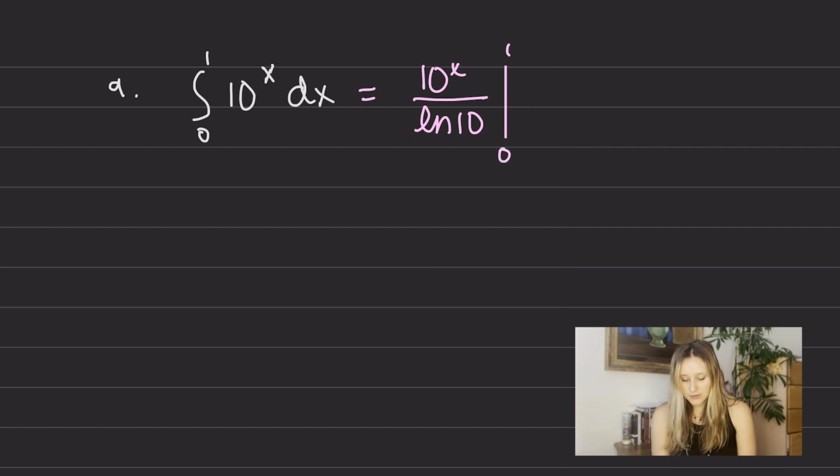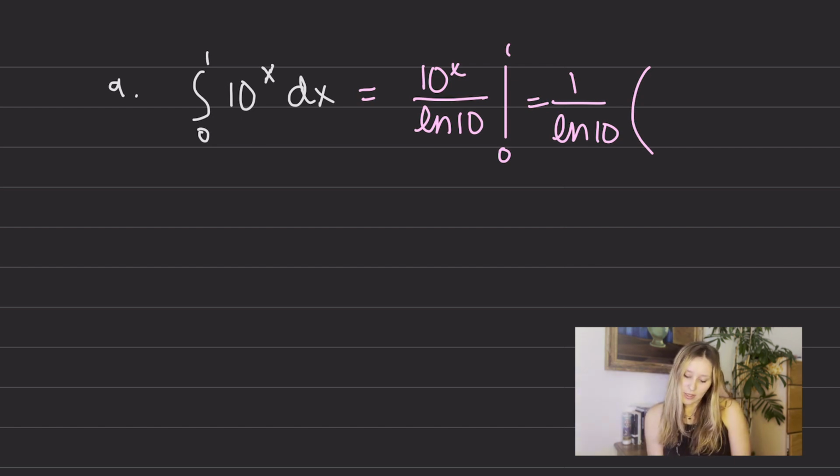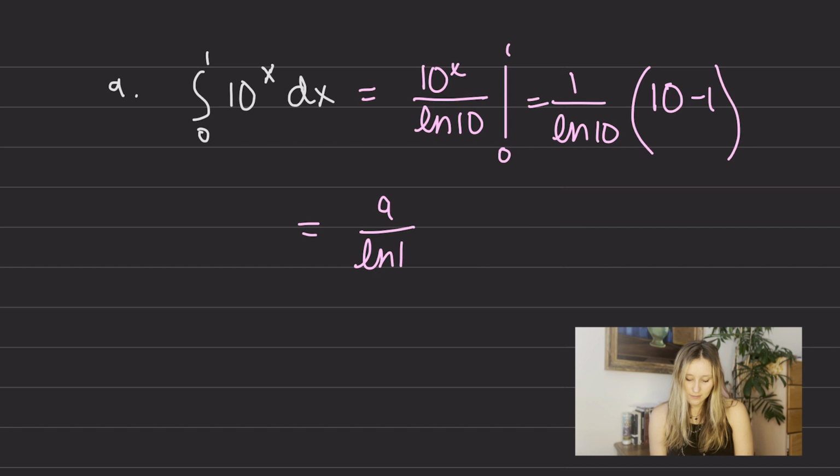I don't know about you, but I don't know what the heck log of 10 is. So I'm just going to take it out. So 10 to the x, 10 to the 1 power is going to be 10. 10 to the 0 power is going to be 1. So our answer is going to be 9 over log of 10.